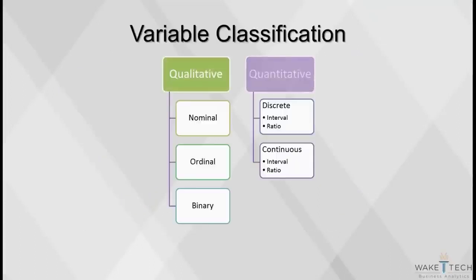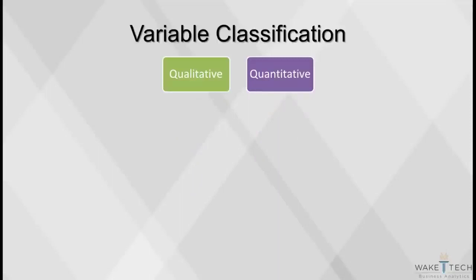Variables can be qualitative or quantitative. Qualitative data can be nominal, ordinal, or binary. Quantitative data can be discrete or continuous, with either an interval or ratio level of measurement. We'll start by discussing how to determine whether a variable is qualitative or quantitative.